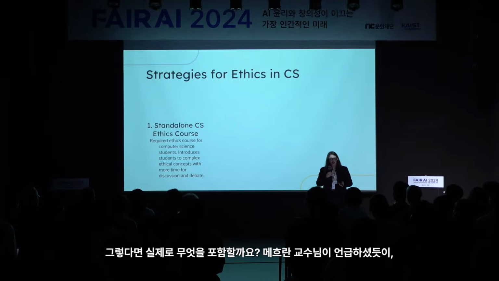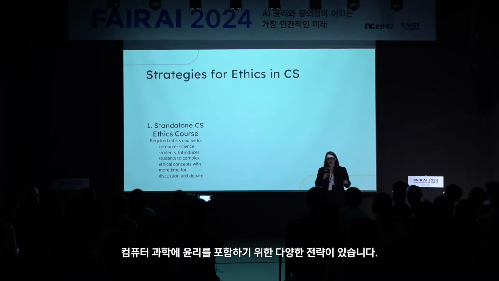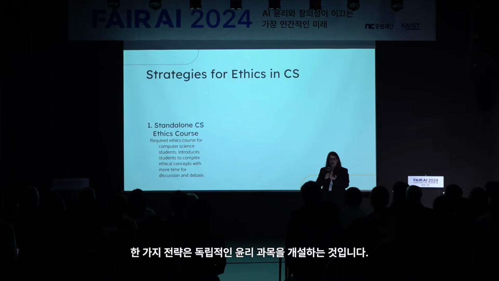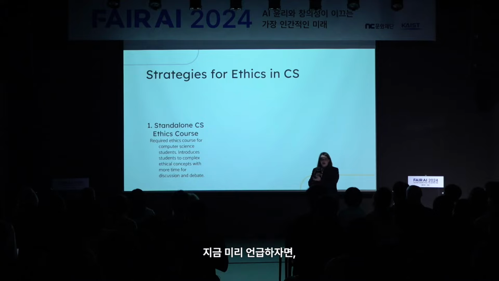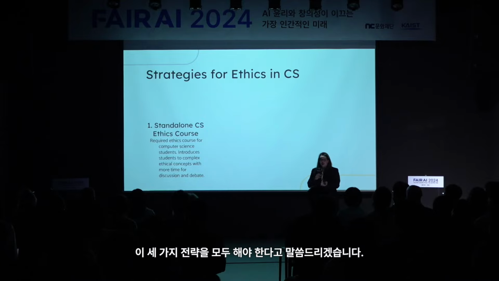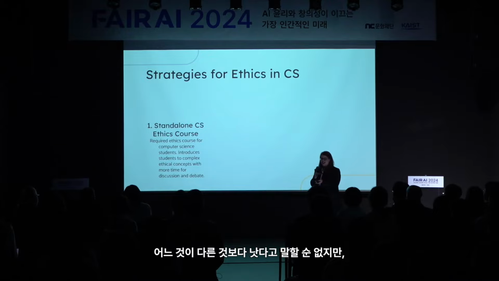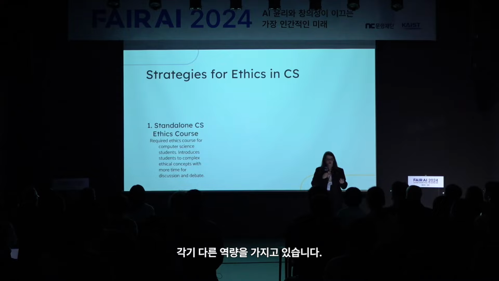So as Maron was mentioning, there are different strategies for including ethics in computer science. One strategy is to have a standalone ethics course. And I'll just give you a spoiler right now that I'm going to say we should do all 3 of these strategies. I'm not going to say that one is better than the other, but I am going to say that they have different capacities.